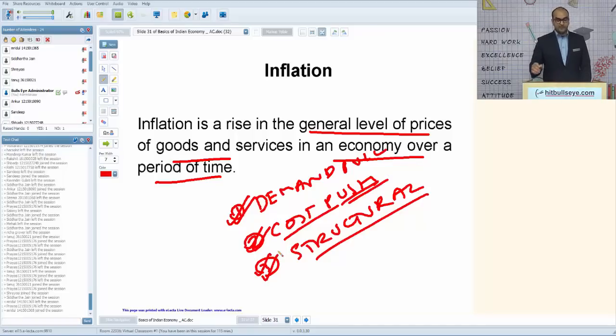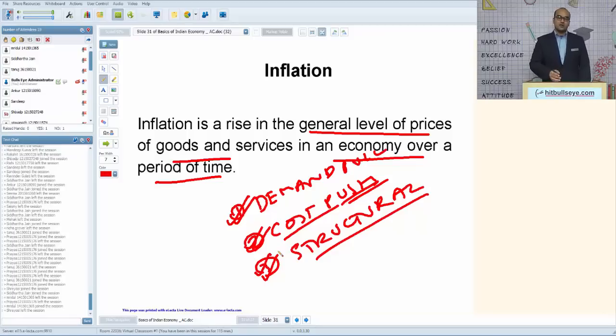And then structural inflation is related to lack of infrastructure in the country. So that example that we took earlier, if you're transporting goods over 250 kilometers, if you're using roads, then you're taking in extra costs, and of course this will contribute to inflation. That is known as structural inflation.